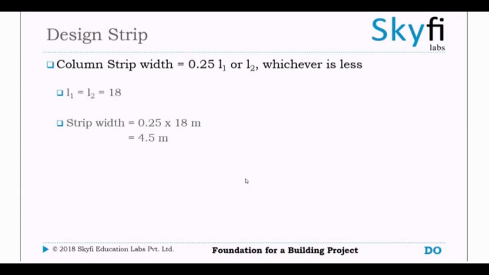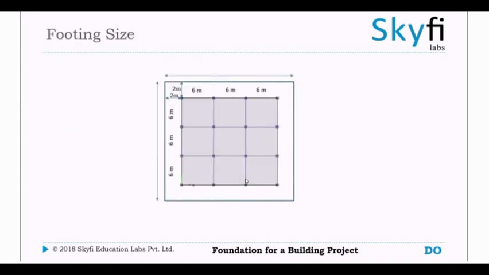And we will calculate the design strip as per IS 456. We can find that the column strip width is 0.25 of L1 into L2. As our slab is a square slab of 18 meter on both sides, L1 and L2 are the same, and the strip width will be 0.25 into 18 meter, which is 4.5, and we will take it as 4 meter.